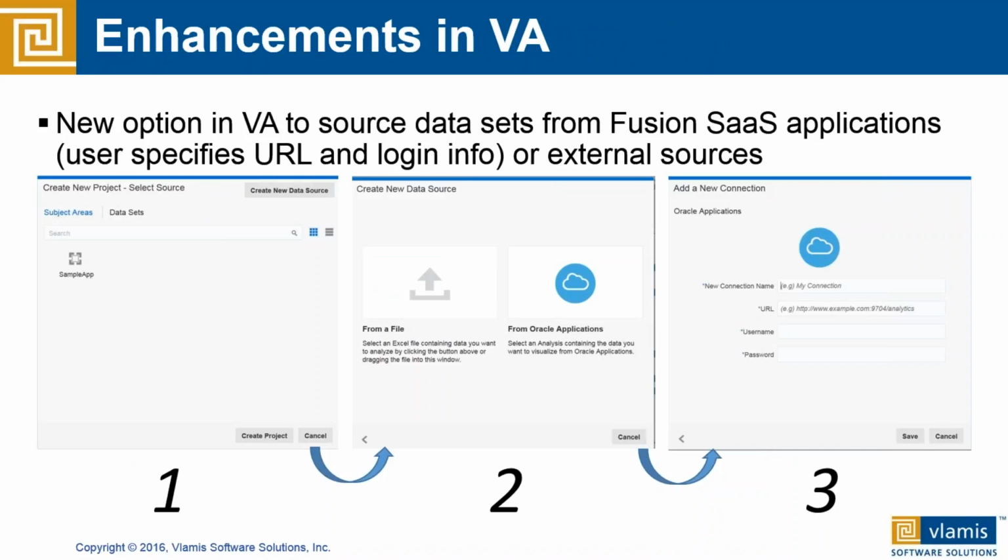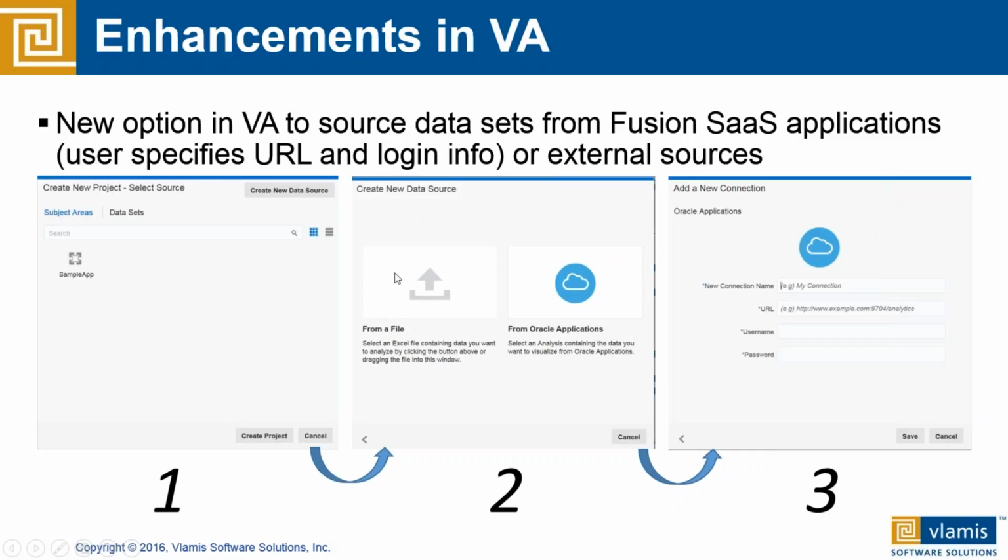Also is the ability now in Visual Analyzer to source different data sets from Fusion Software as a Service applications. And we've shown some screenshots here to show exactly what that looks like. Now we have the ability to create a new data source in here, and when you create that, we have the sample app data source that we use for many of our demonstrations.